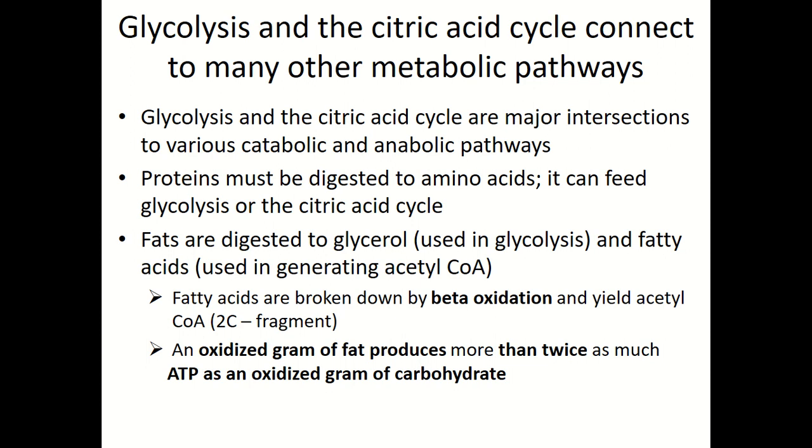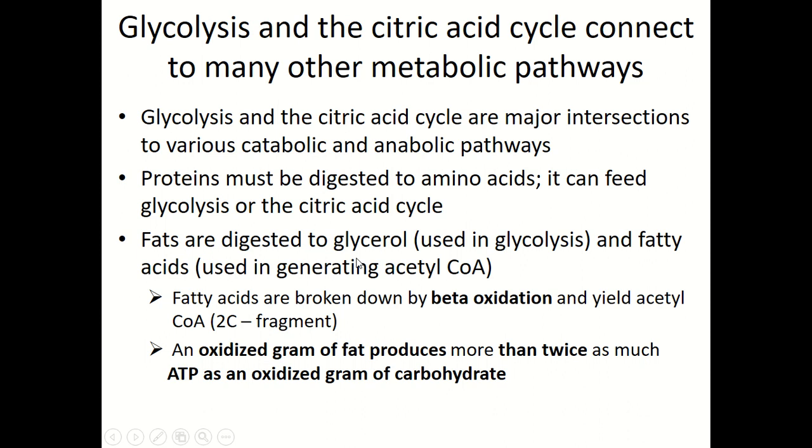So, glycolysis and the citric acid cycle connect to many other metabolic pathways, in which these 2 processes are the major intersections to various metabolic pathways. First, protein must be digested to amino acids, which later will be used in the process of glycolysis and also the citric acid cycle or Krebs cycle. Meanwhile, fats will be digested to glycerol and also fatty acids, in which this glycerol will be used in the glycolysis process, while the fatty acids later will be used during the formation of acetyl CoA.